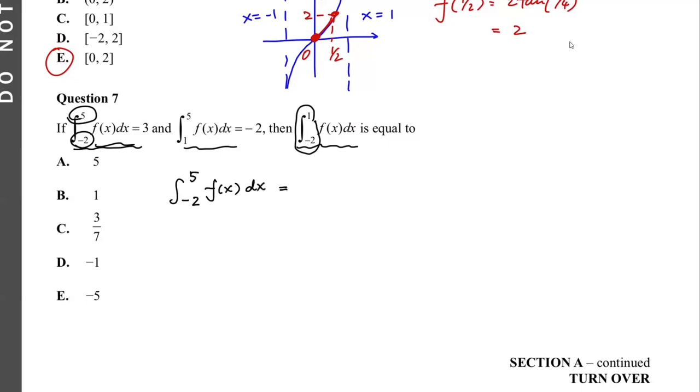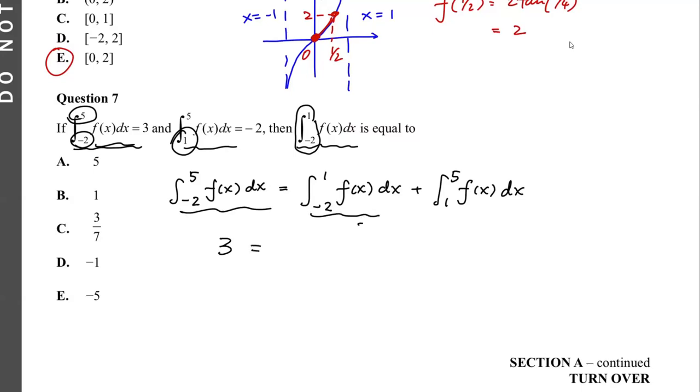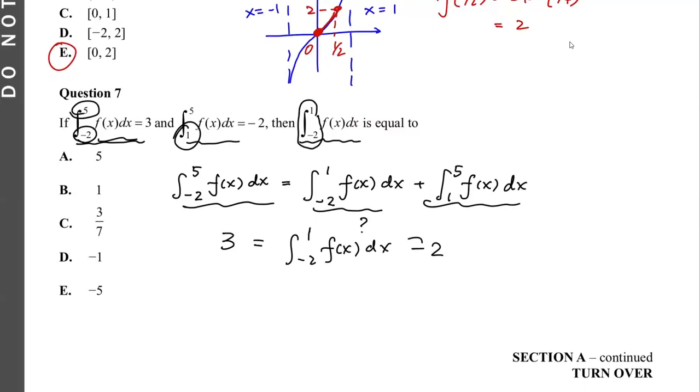We start with that, and then split that integral. Notice the different value 1 here, so I will split it as integral from minus 2 to 1, f of x dx, plus integral from 1 to 5, f of x dx. Once you split the largest integral into 2 pieces, this bit is 3, this bit is unknown, and the last piece is a negative value, which is minus 2. So rearrange that to the other side. This integral will equal 5.